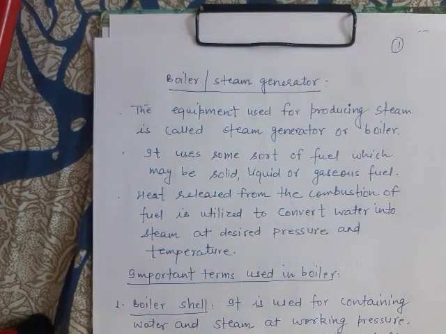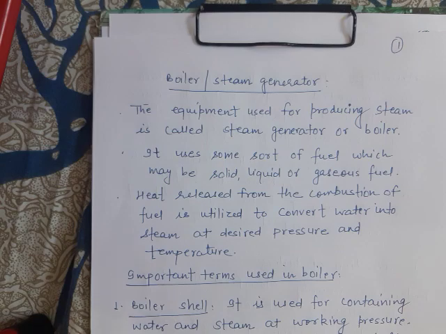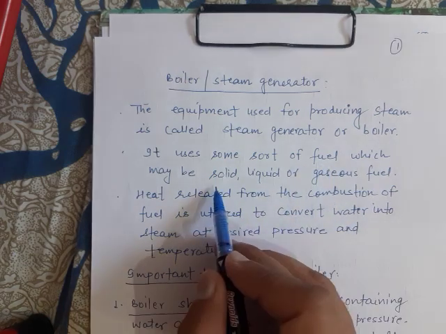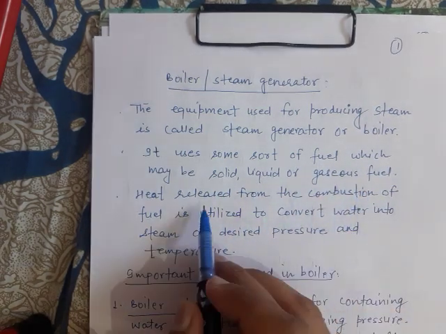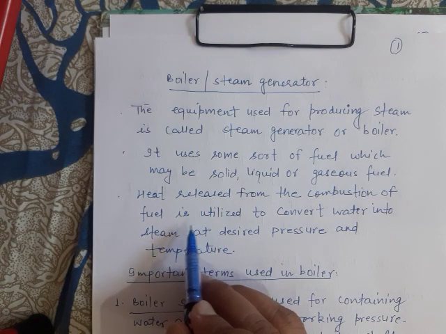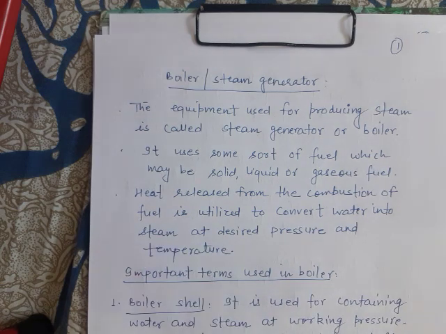How is the steam produced actually inside the boiler? Inside the boiler, some sort of fuel is used, and this fuel may be solid, liquid, or gaseous fuel. The heat released from the combustion of fuel is then utilized to convert the water into the steam at a desired level of pressure and temperature. Please note, the boiler utilizes some form of fuel. Then the heat released from the combustion of this fuel is utilized to convert the water from liquid to steam at a desired level of pressure and temperature.